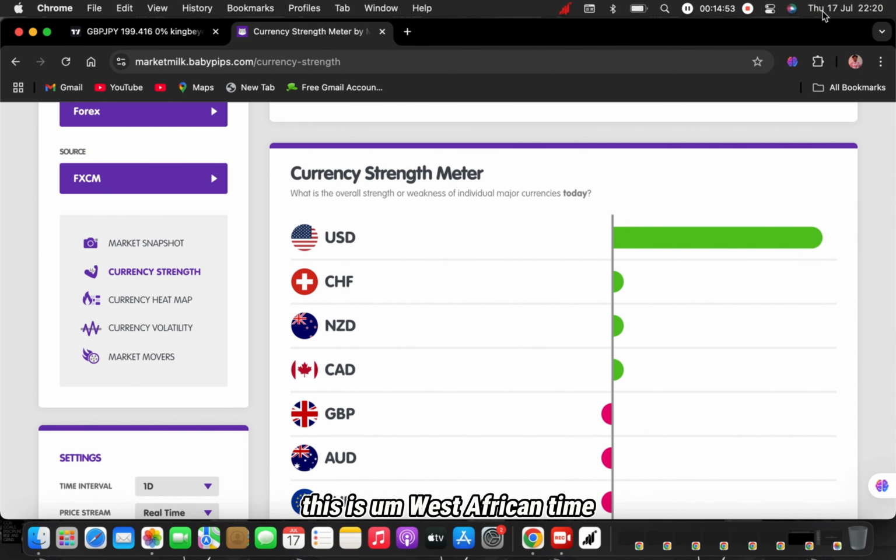This is West African time. So that is why. But this is the open of Sydney. That is why the thing automatically changed.